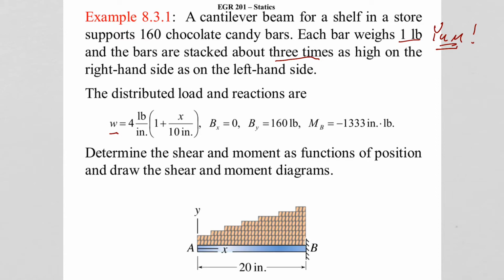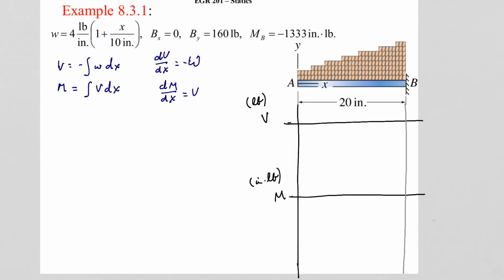We are also given our reaction forces at B. We don't need to solve for those. Those are given to us also. And it makes sense that By is 160 because we have 160 pounds of candy bars. The last is to determine the shear and moment as functions of position, and draw the shear and moment diagram.